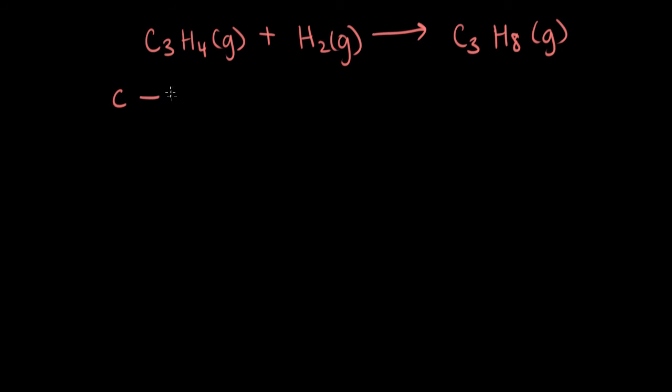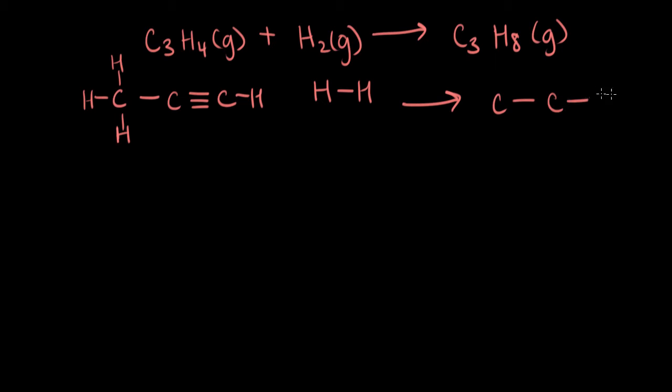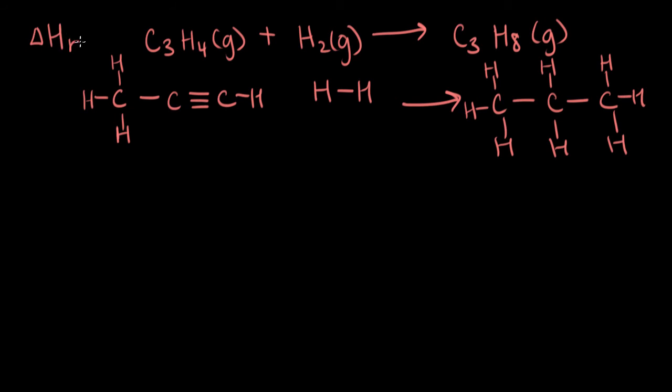The Lewis structure for propyne has 3 carbons and one carbon-carbon triple bond. And then it has 4 hydrogens. So that's propyne. And we also have hydrogen gas. And our product is propane. Propane has all single bonds, so 3 carbons with single bonds and 8 hydrogens bound to the carbons. That's the reaction we are interested in, and what we want to know here is, what is delta H of reaction? And how can we calculate it using bond enthalpies?